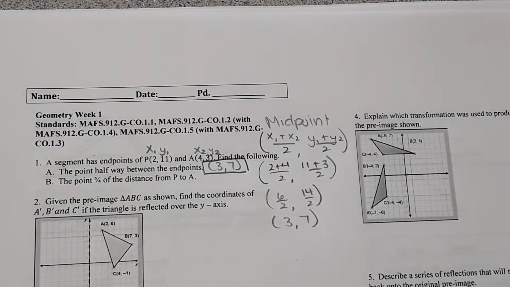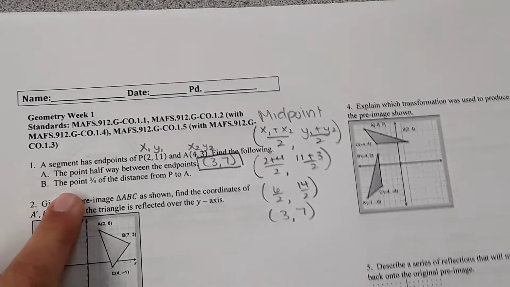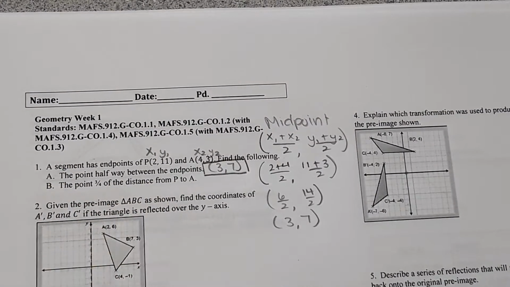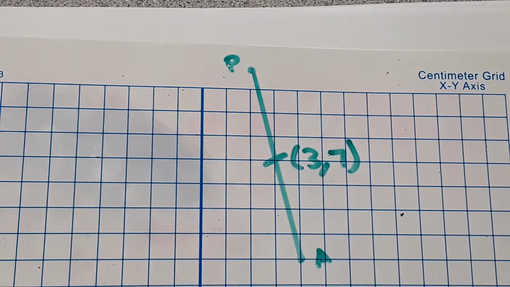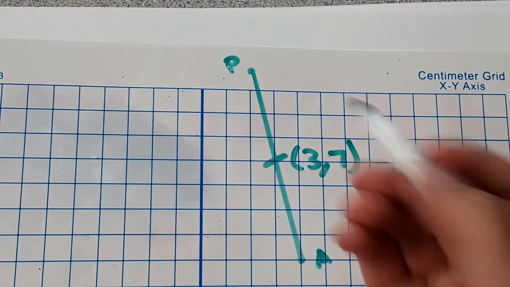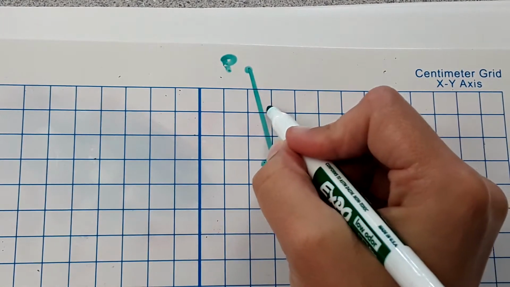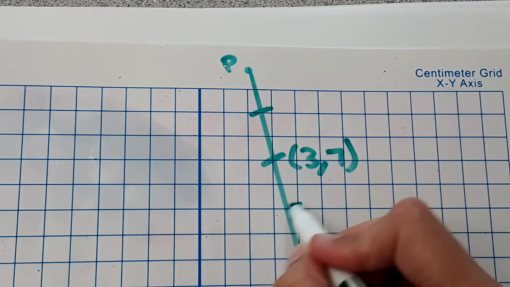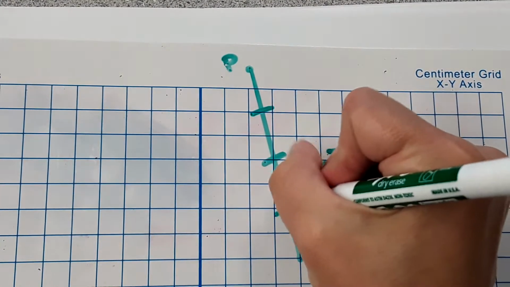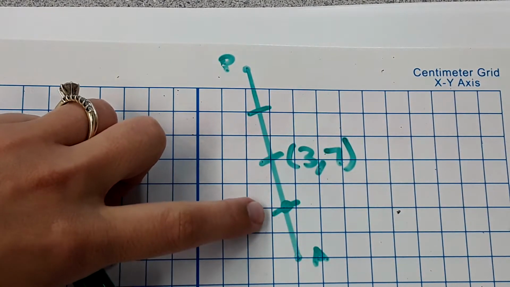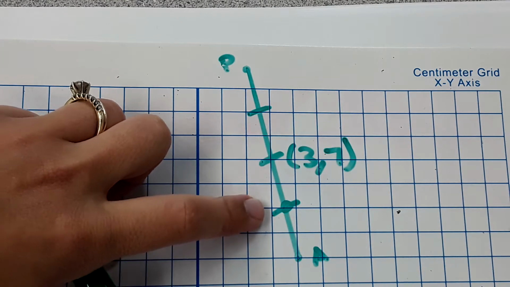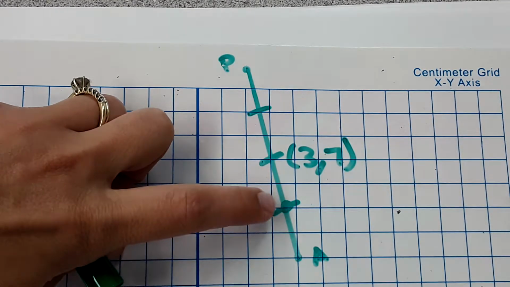The next one is a little bit trickier. We did practice this with partitioning a line segment. It says find the point 3/4 of the distance from P to A. Now, we already have the halfway point. 3/4 of the way, if we broke this up into 4 parts, 3/4 would be about right here. Now, notice that it doesn't really follow the intersection. Most of the time on standardized testing, it will. In this case, it doesn't.